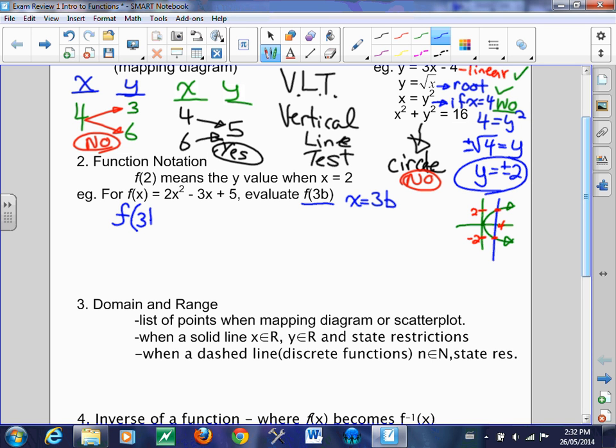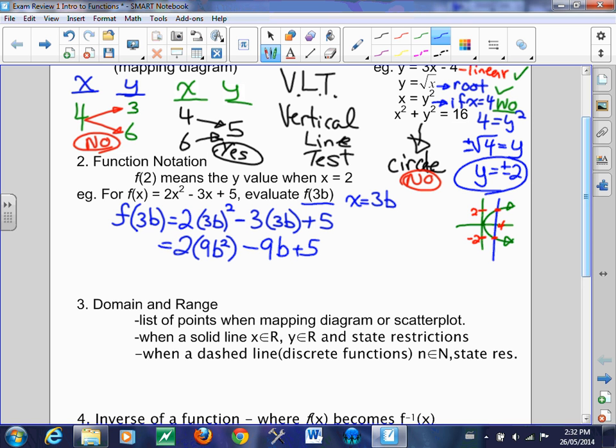So f at 3b equals 2 times 3b, but that's still squared, minus 3 times 3b, and plus 5. Okay? Do some simplification here. Use your BEDMAS. So you've got to do exponents first. That's going to be 9b squared minus 9b plus 5. And just finish your multiplication again. So you're going to end up with 18b squared minus 9b plus 5.